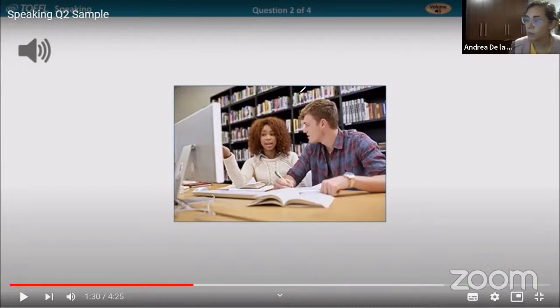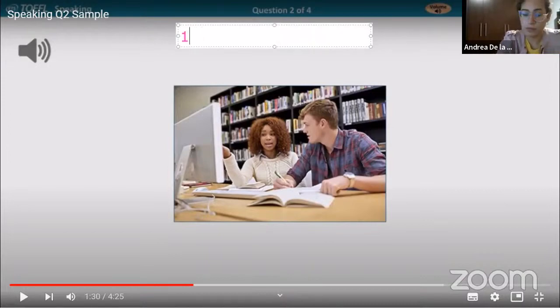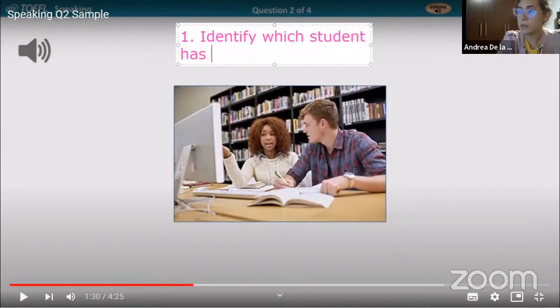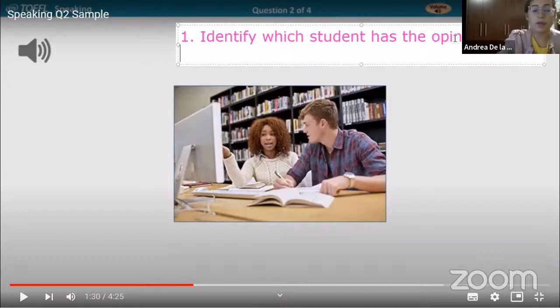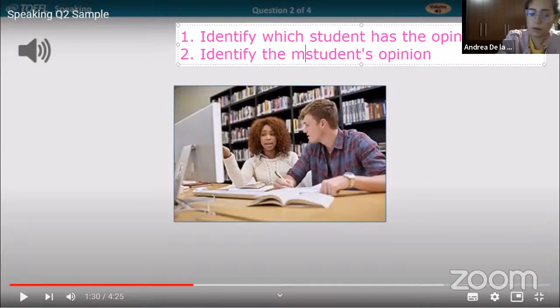So what do you have to do? When you guys are listening, your job and your goal is to first identify which student has the opinion. So identify the main student, right? The student that has the opinion. Now, second, identify the main student's opinion, right? So after knowing which student is the one that has the opinion, you need to also try to hear what the student's opinion is. So is the student in favor or against the change? You have to answer that question.